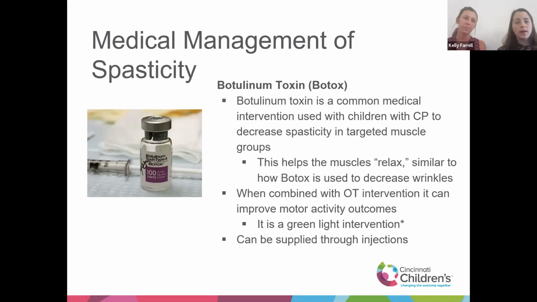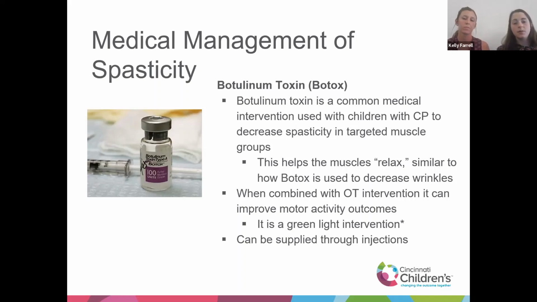So one way that doctors can help manage spasticity in an individual's muscle, that's again that tightness of movement when it's moved quickly, is using something called Botox. This is actually the same chemical that some people put in their faces or in their skin to decrease wrinkles, but the formal name is botulinum toxin, which is a common medical intervention used in CP to decrease that spasticity and help the muscles relax.